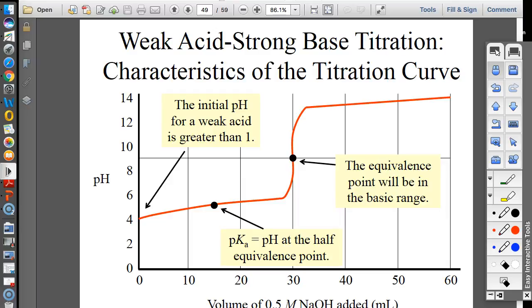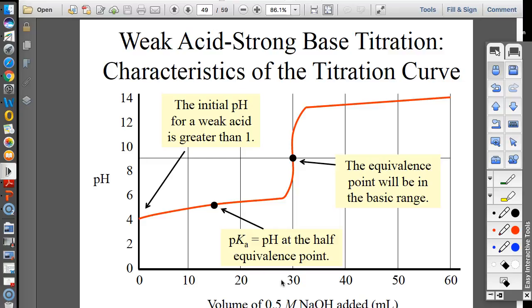All right, so this is what I was telling you about a weak acid and when we titrate it. Notice the beginning pH is above 1 or 0. It's like 3, 4, 5, something like that. The equivalence point would be in the basic range, above 7, because the conjugate base of that weak acid is going to be strong enough to pull the pH above 7. This is only true for monoprotic weak acids.